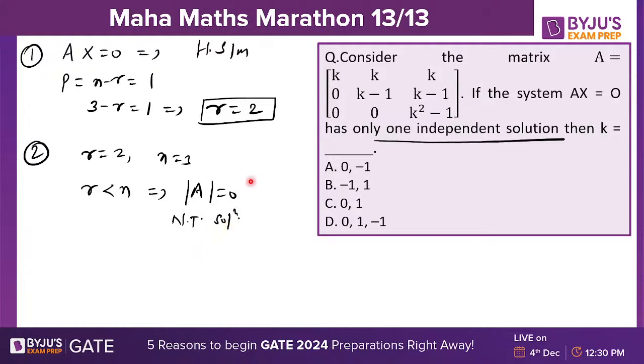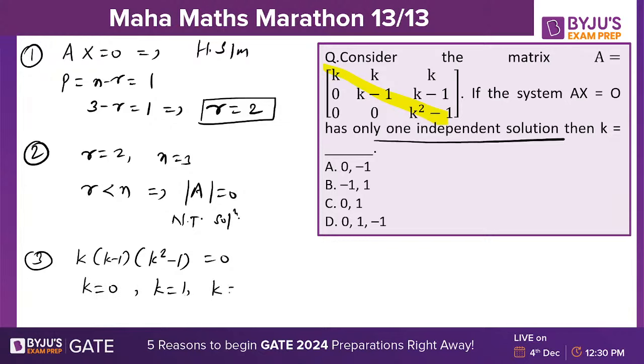So now determinant is 0. So just equate this determinant to 0. This is a diagonal matrix. Its determinant will be the product of the diagonal elements. K into K minus 1 into K square minus 1. This will be 0. So on solving this, we are getting 3 values for K. K equal to 0, 1 and minus 1.